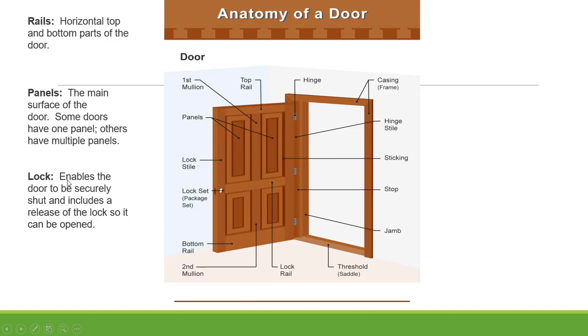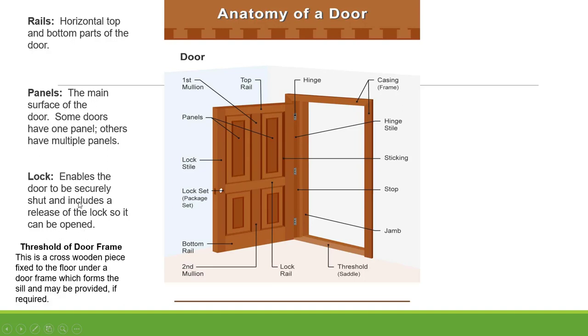The next is lock. This is the lock. A lock enables the door to be securely shut and includes a release so it can be opened. The next is the threshold of the door frame. This is the threshold, right? You can see in this image, this is called threshold. This is a cross wooden piece fixed to the floor under a door frame which forms the sill and may be provided if required.